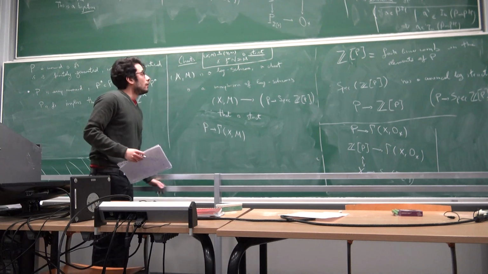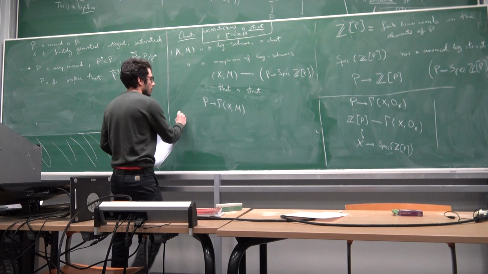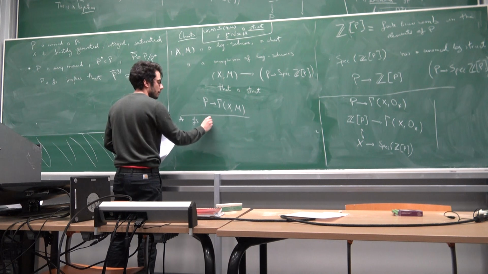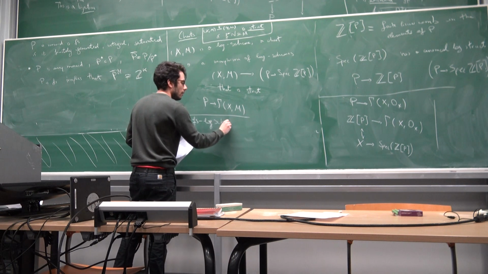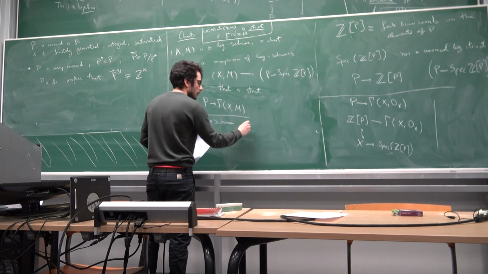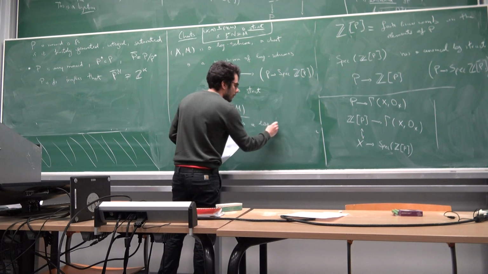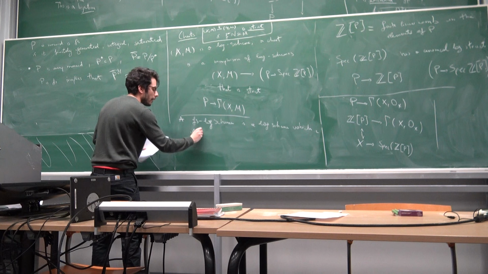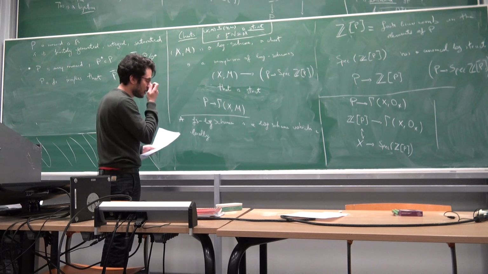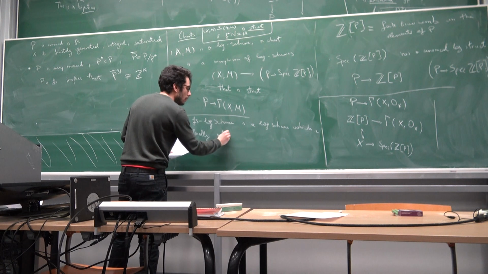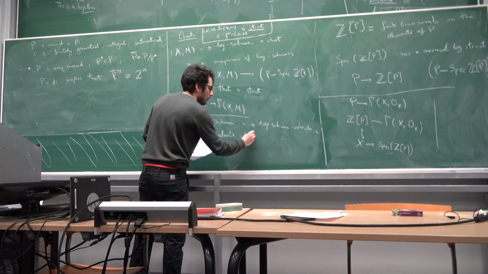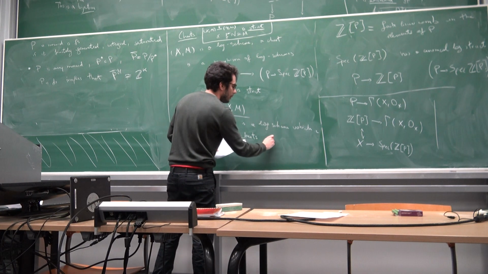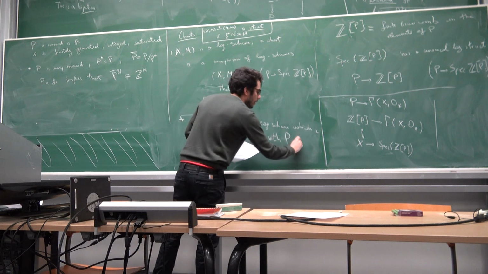And now we can define FS log scheme. So an FS log scheme, which again stands for fine and saturated, is a log scheme which locally, and now again either étale or Zariski, depends which one we're working with, admits a chart with P an FS monoid.